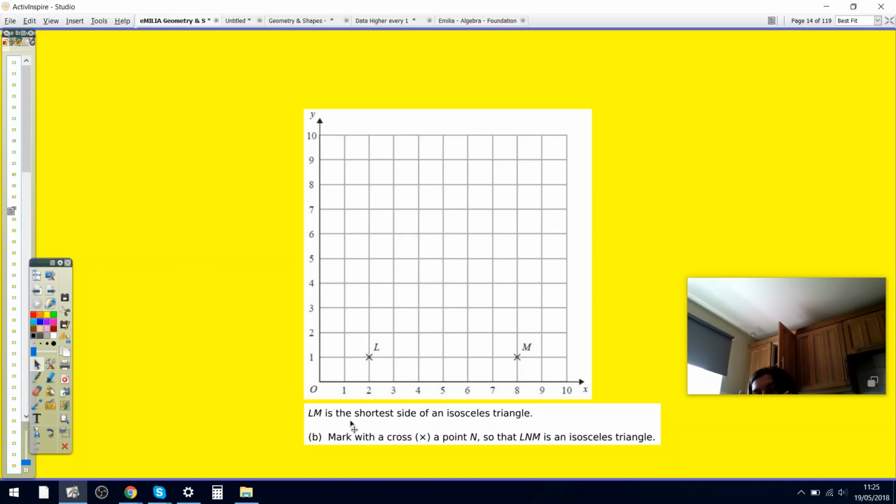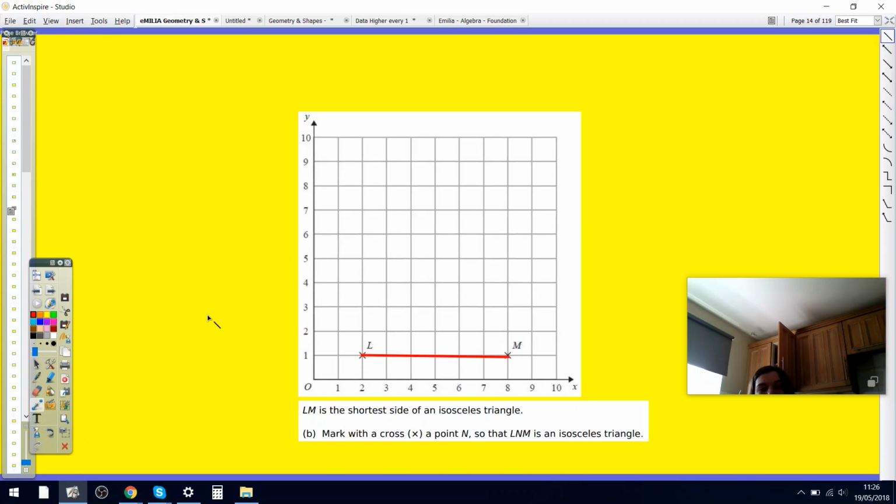So in an isosceles triangle, they both have two sides the same. So the point has to make those two sides equal, don't they? And LM is the shortest side. So that's from L to M, the shortest side, which is 8 centimeters. Well, it's from 2 to 8. From 2 to 8? 6. Yeah. Okay, how do we do the rest?